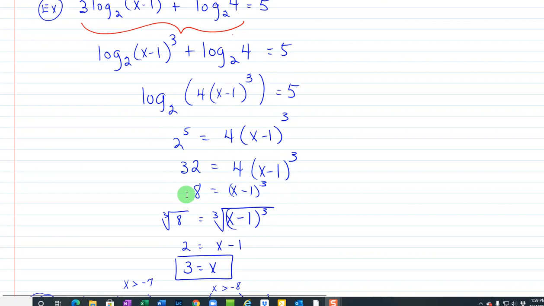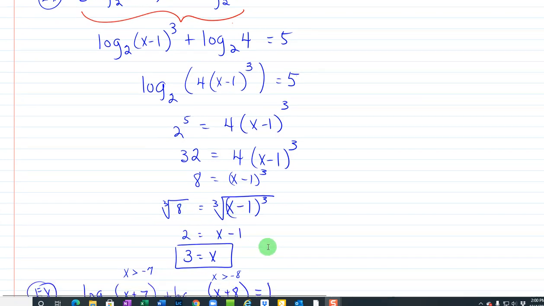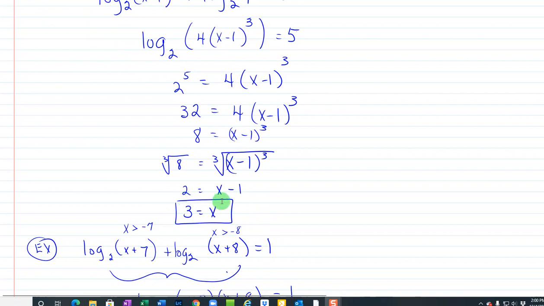Then I divided the 4 over here, so now I have 8 equals this to the third power. I can't do anything with this with it being raised to the third, so I'm going to take the cube root of both sides. That will get that out of the cubic. So cube root of that, cube root of 8. The cube root of 8 is 2. You're just left with the x minus 1, so you add 1 over there, and x is 3.